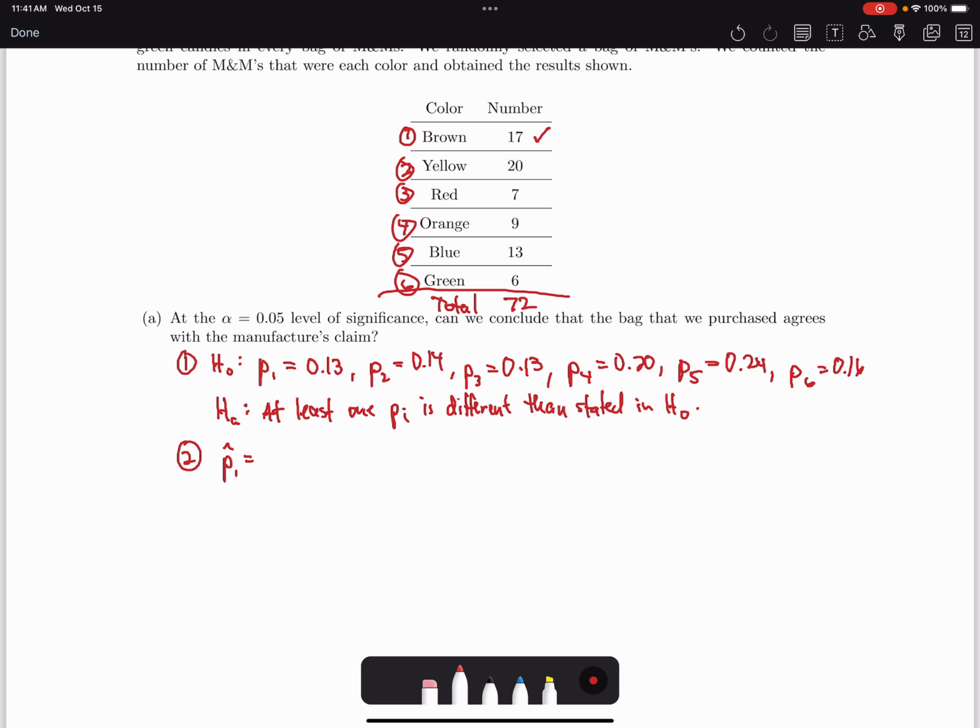So the proportion of brown candies in the bag would be 17 out of 72, which comes out to approximately 0.236. Okay, and then we'll do the same thing for the other colors.